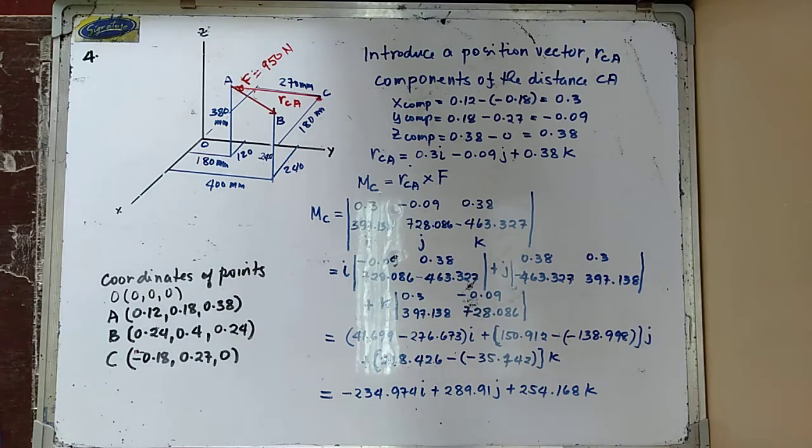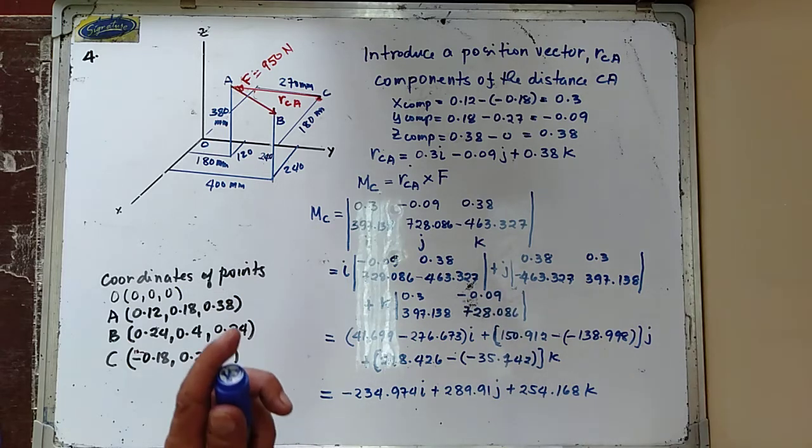You try to take note that when you introduce a position vector, that position vector always originates from the moment center to any point along its line of action. But be sure that for that point along its line of action, the coordinates must be known.